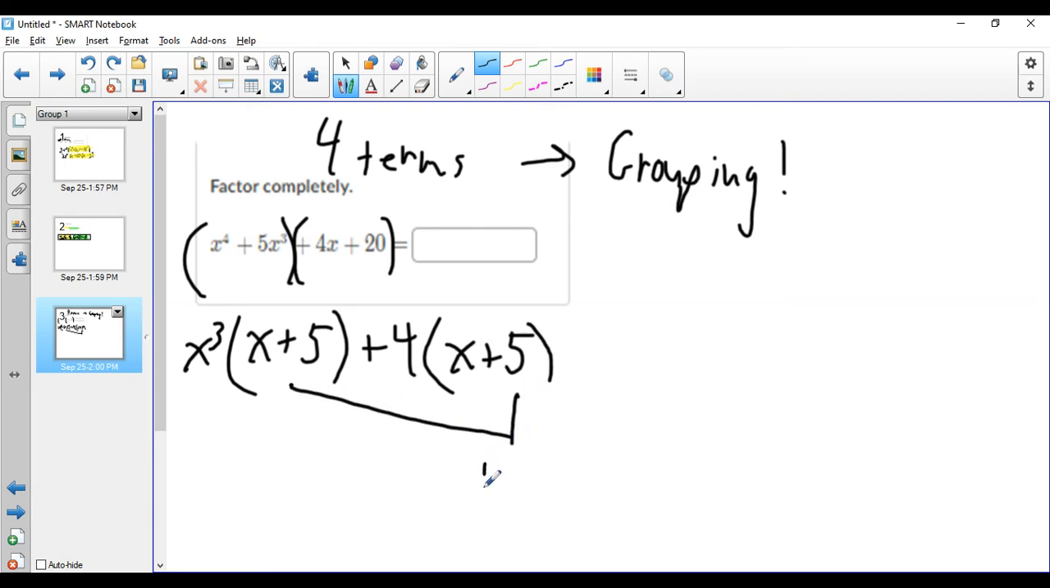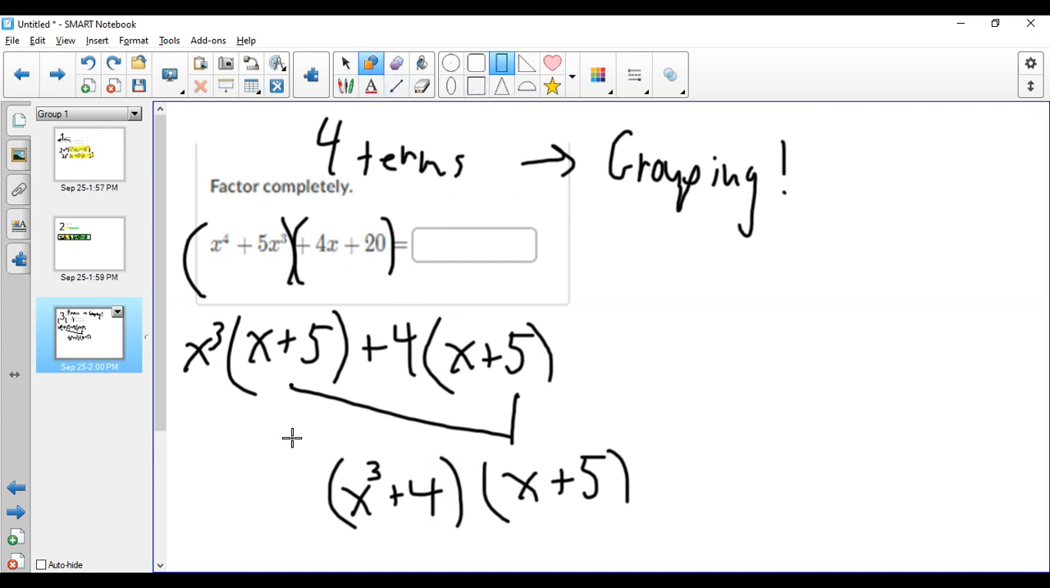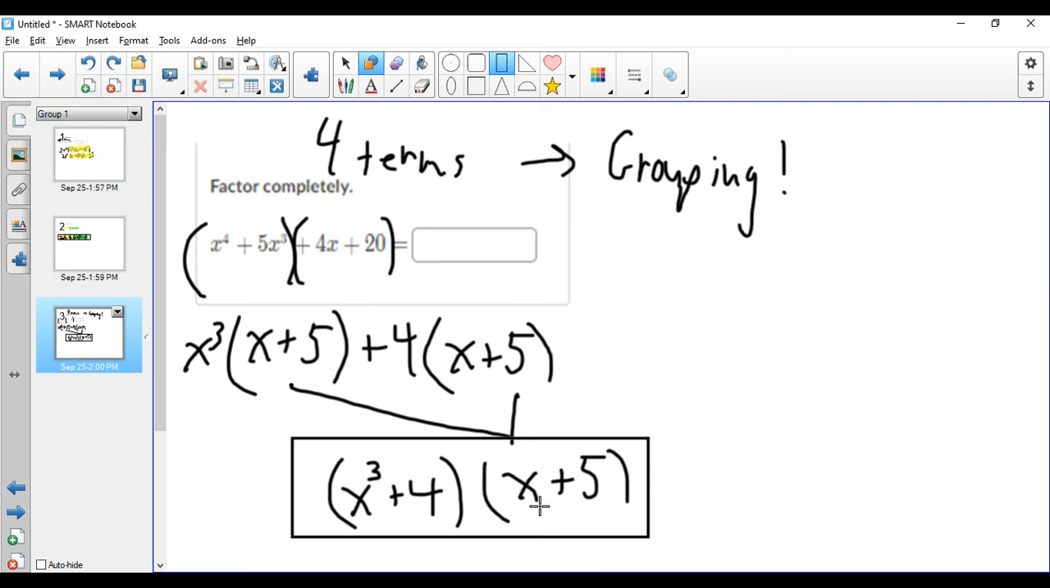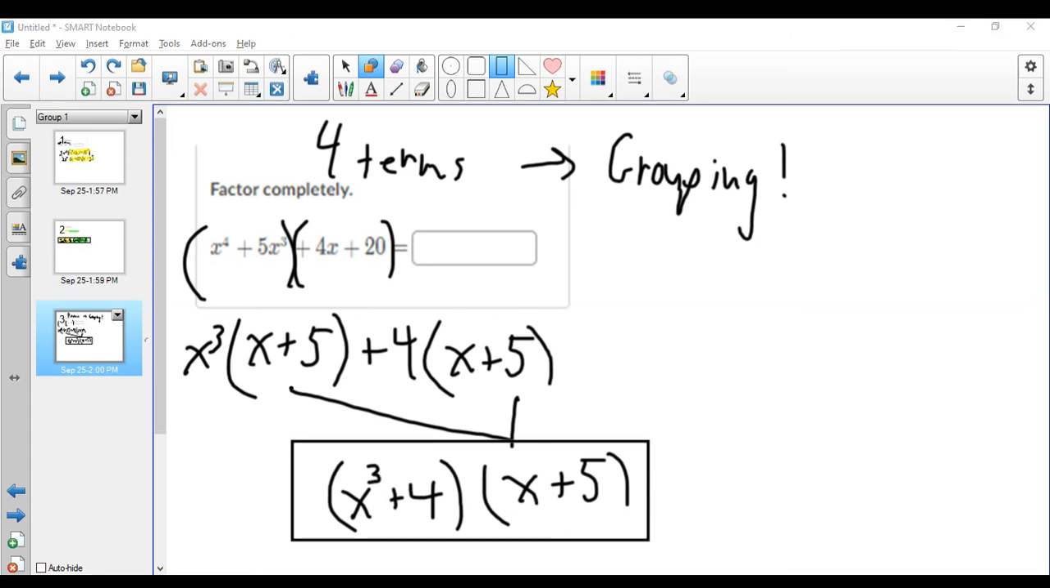And to finish the problem off, we're going to say one of the factors is that common, x plus 5. And whatever's left over is our other factor. And that takes us through those 3 examples from this assignment. Remember, your assignment is factor higher degree polynomials. You have it.